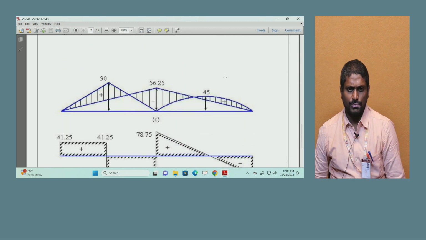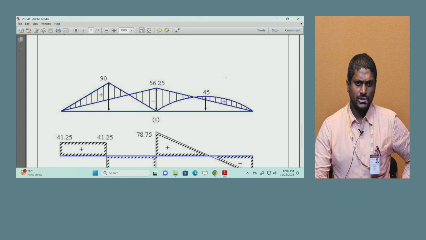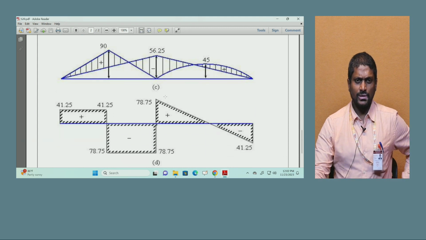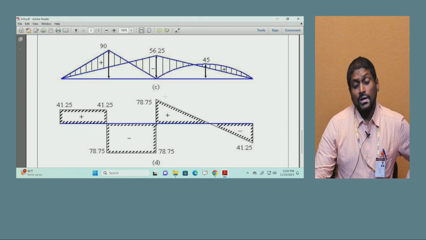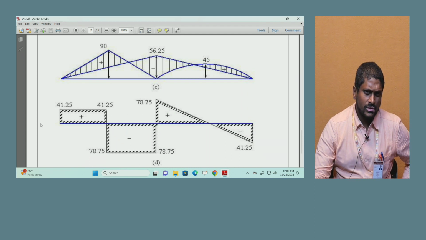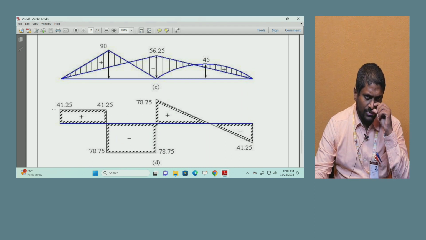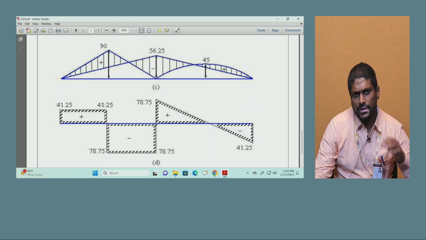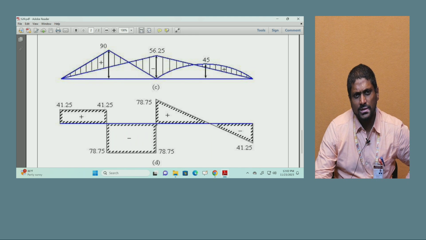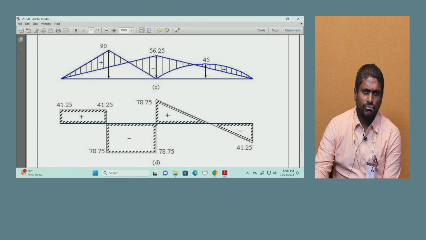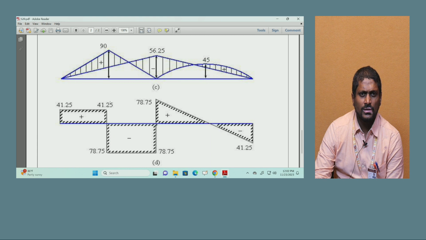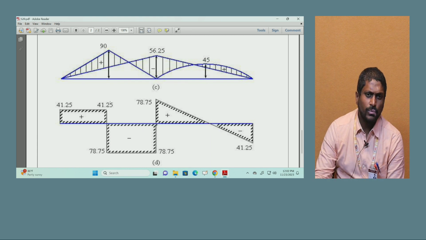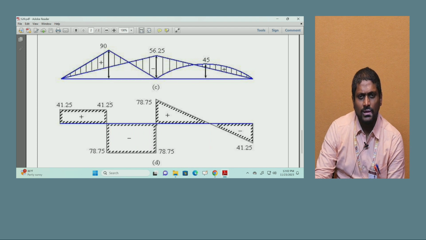So the combined diagram of the bending moment can be seen here, but the shear force diagram can be drawn with the help of the given loads on the beam as well as the support reactions. If we look at the starting point, support A, it is 41.25, positive, and it will be repeated up to the next loading point. If you remove the load of 120 kilonewtons from 41.25, you will get minus 78.75.